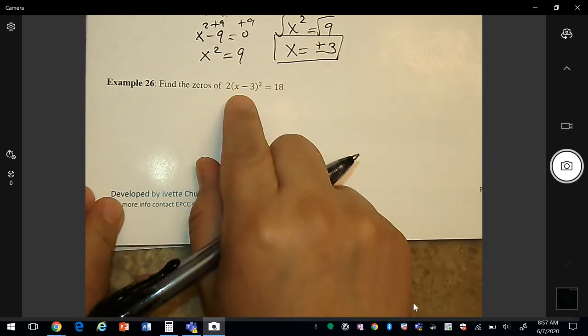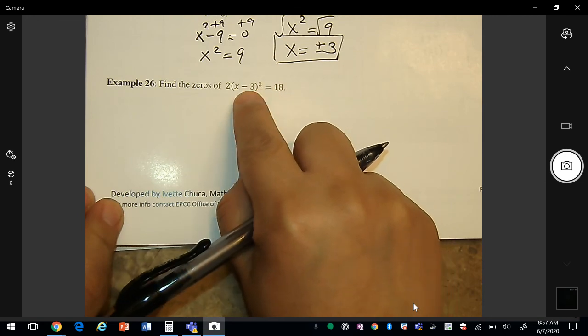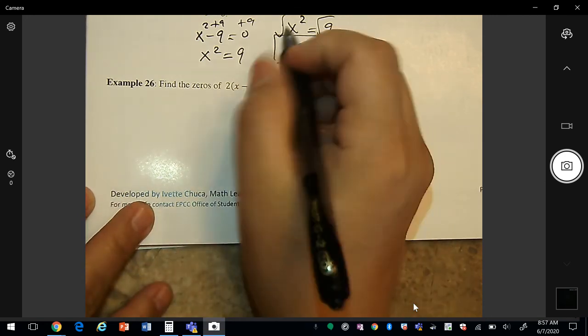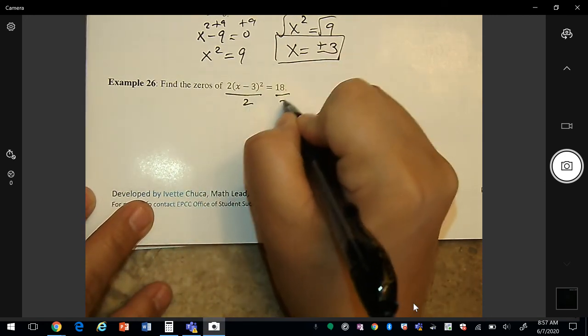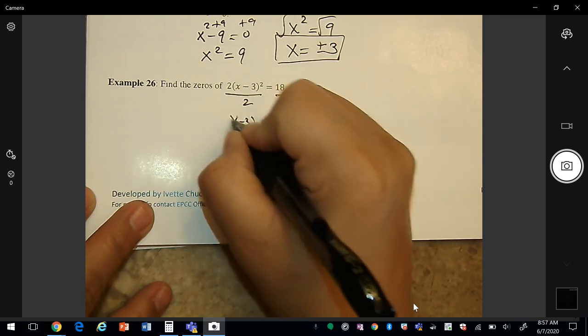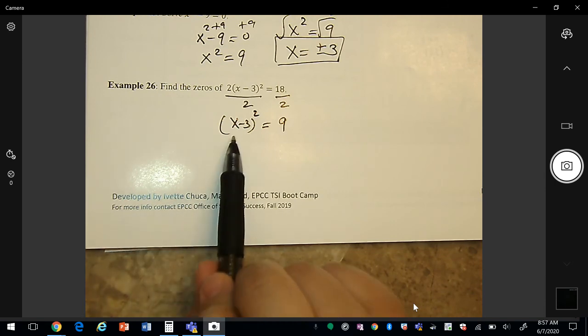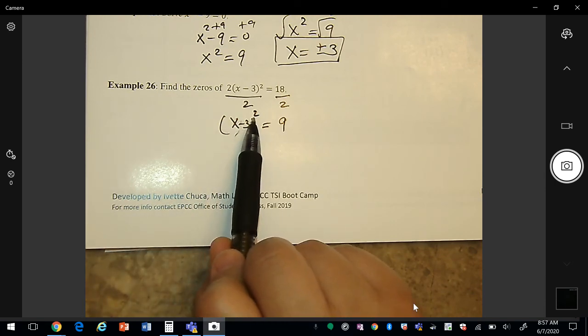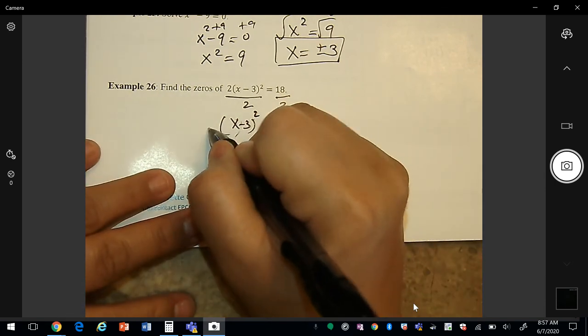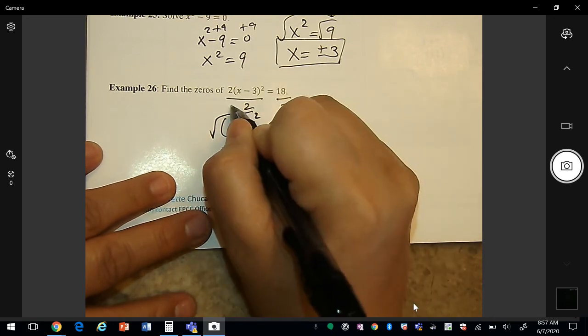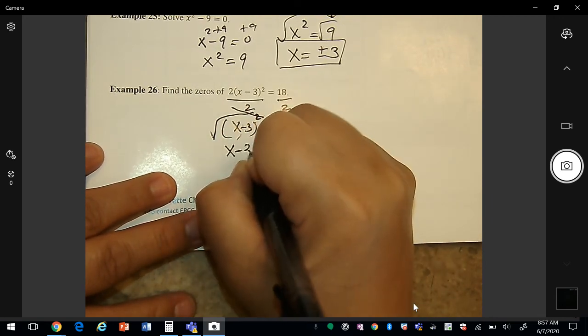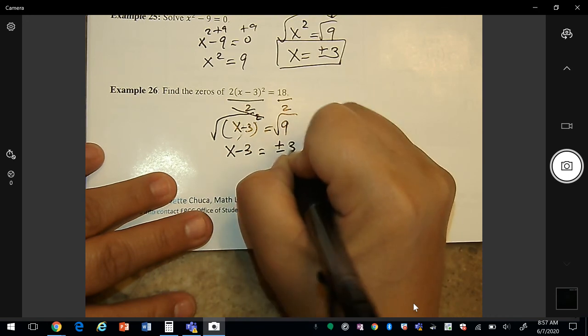Notice that the thing that is being squared is not by itself, so we need to get rid of this 2. So I'm going to do that by dividing by 2. Now here, the entire term x minus 3 is being squared, so now it's isolated. So we're going to take the square root. That cancels. So we get x minus 3 is equal to plus or minus 3.